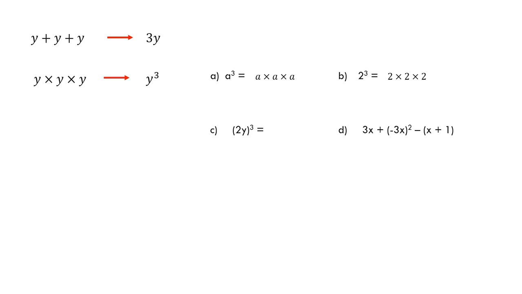Example C has the expression 2y in brackets to the exponent 3. This is the same as 2y times 2y times 2y, which could be written as 4y squared times 2y, and ultimately 8y cubed, or 8y to the exponent 3.